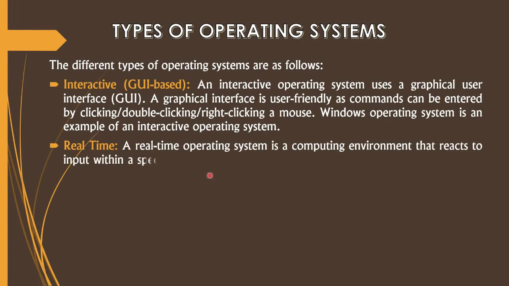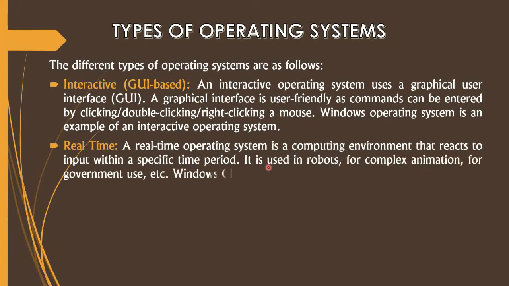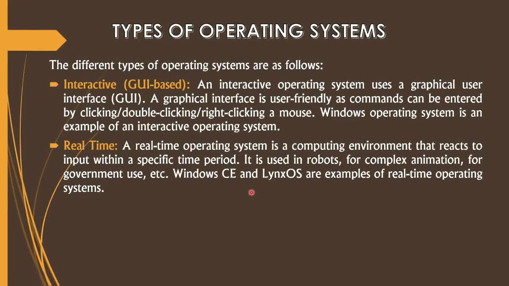Next is real time. A real time operating system is a computing environment that reacts to input within a specific time period. It is used mainly in robots for complex animation purposes. Governments are using those things. Windows CE and Linux operating systems are real-time operating systems. So real-time operating systems are used specifically for robots, complex animation, and government also uses these things.